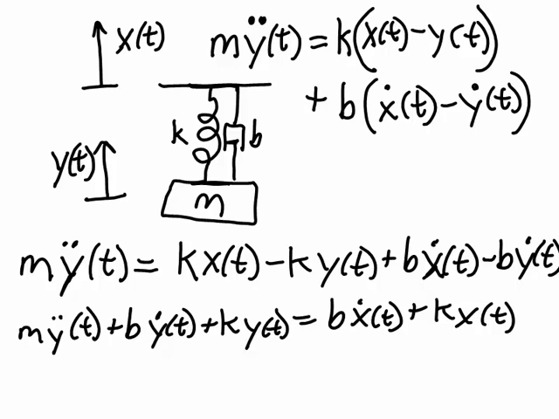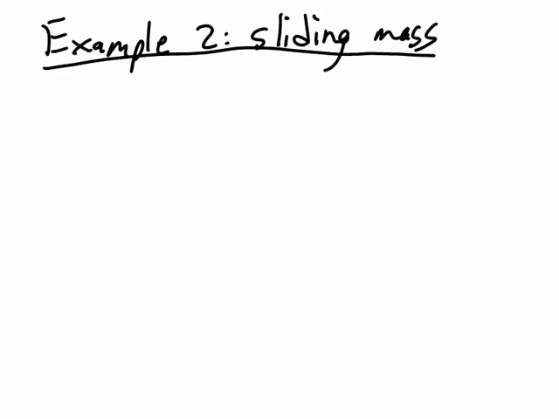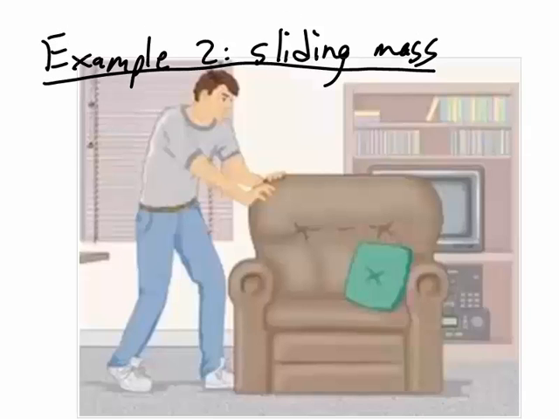For example 2, we're going to analytically model a sliding mass. Do you remember this picture from earlier videos? This is the system we're going to model analytically right now: an object being pushed across the floor. Similar to example 1, we're going to start with step 1, drawing a conceptual diagram of the system. We're going to start by representing the chair as a single point mass.